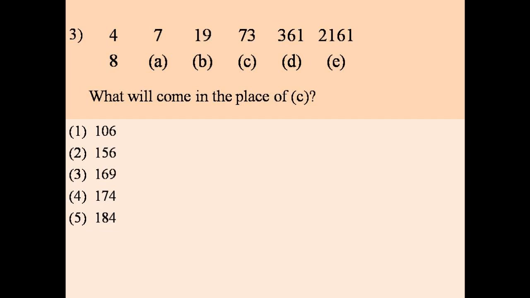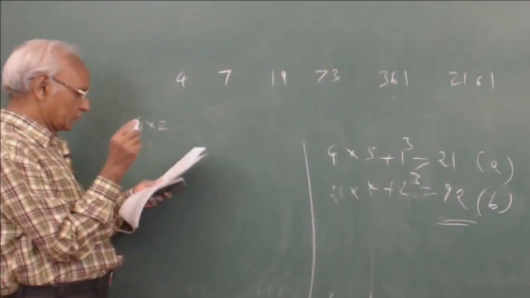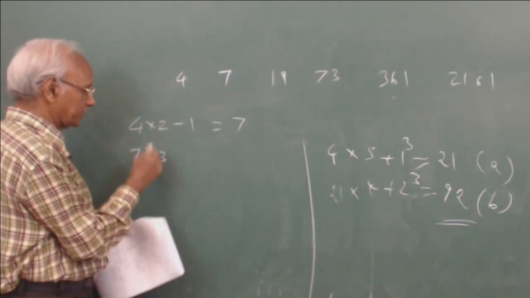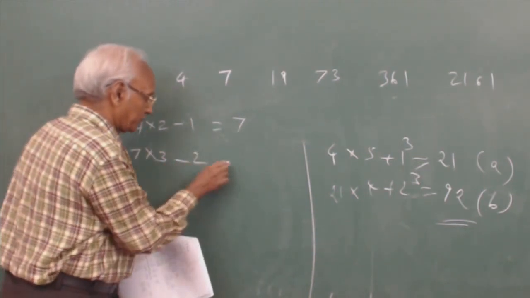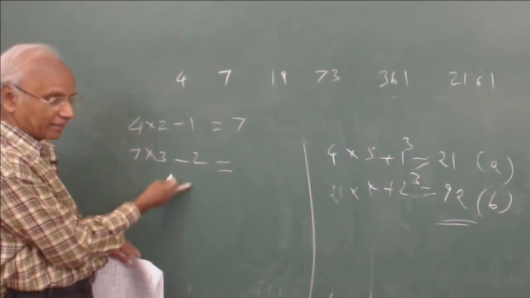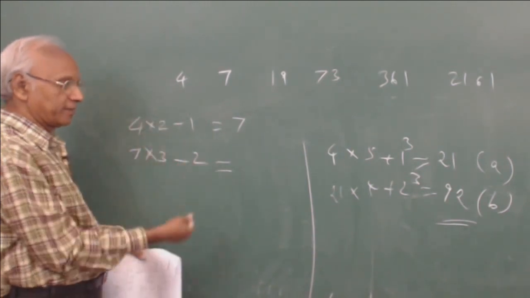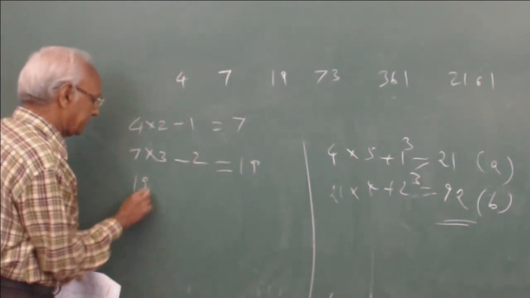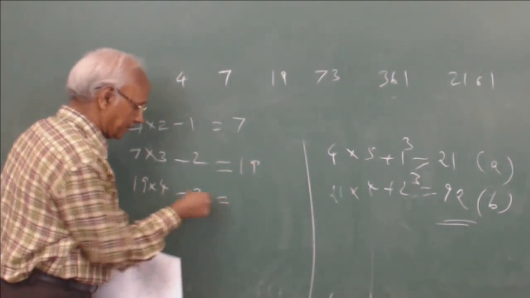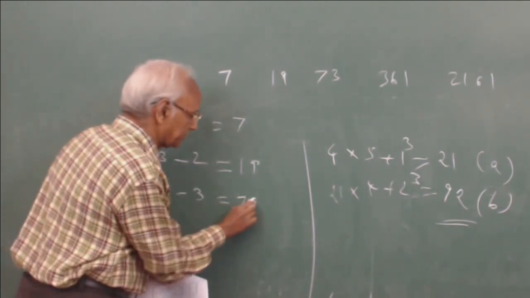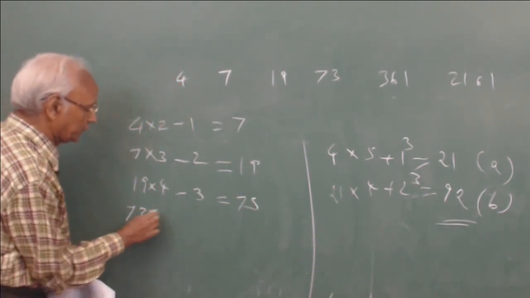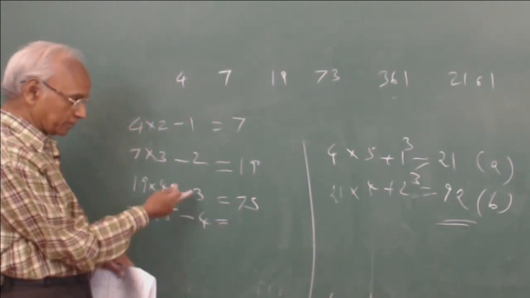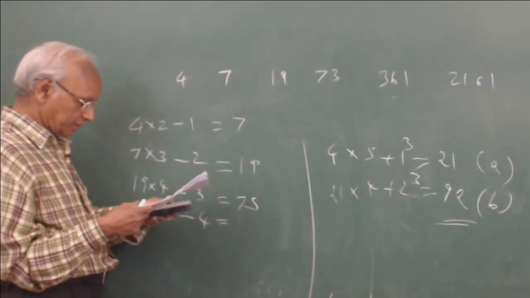So if you try to work it out, you can do one way. You can find out 4 2s minus 1 is 7. Here it is 7 3s minus 2. So this is increasing negatively. So the negative effect will be bringing it down lower and lower. So this becomes 19. This is 19 into 4 minus 3. So that comes to 73. 73 into 5 minus 4. This is also increasing, but negatively increasing, therefore the effect is negative more.